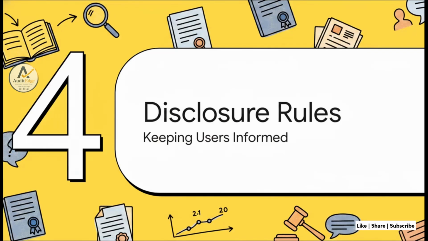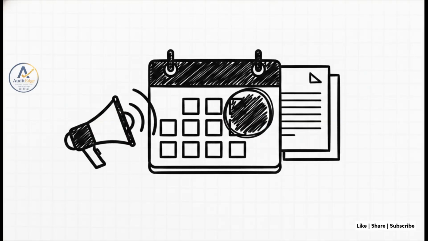Section 4. When to disclose information. We focus on keeping users informed. Now, what does this mean for us? The standard lists specific disclosure requirements. Disclosures are extra explanatory notes added to the accounts. First, the company must disclose the exact date of approval for issue. Users need to know this exact date. Also, the company must update its disclosures. It must do this when it receives new information about existing conditions.